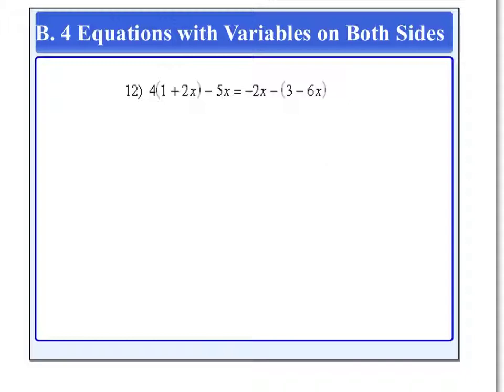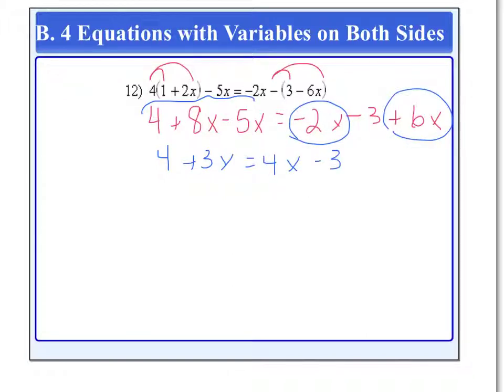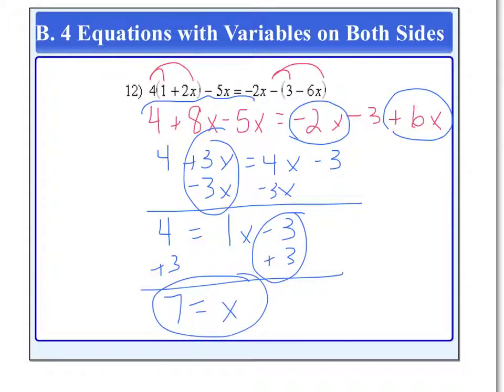More grouping symbols again. 4 times 1, 4. 4 times 2x is 8x minus 5x equals negative 2x minus 3, and a minus would make it a plus 6x. We'll combine our like terms over here. We'll have 4 plus 3x equals a negative 2x plus 6x is going to be 4x minus 3. I'm going to subtract 3x from each side. We're going to be left with 4 equaling 1x minus 3. We'll add 3 to each side. We get 7 equals x. There we go.